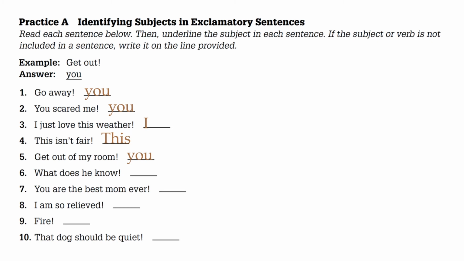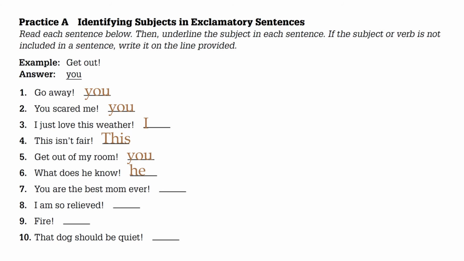Number 6, what does he know? Here the answer is he. Remember, here he comes after the auxiliary verb, does. The subject-verb order is not respected here. So we have to change the structure to subject-verb order in order to find the subject.